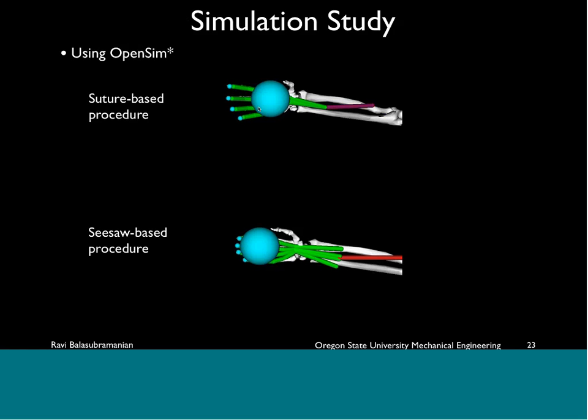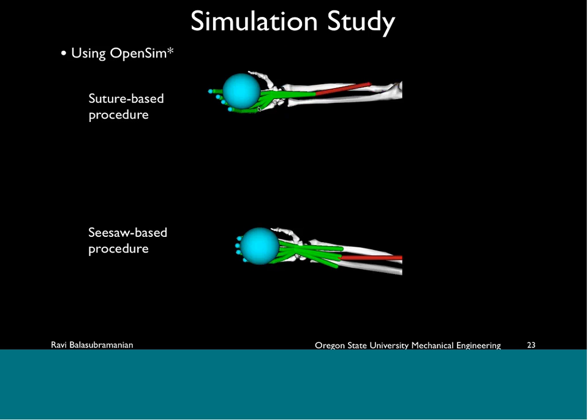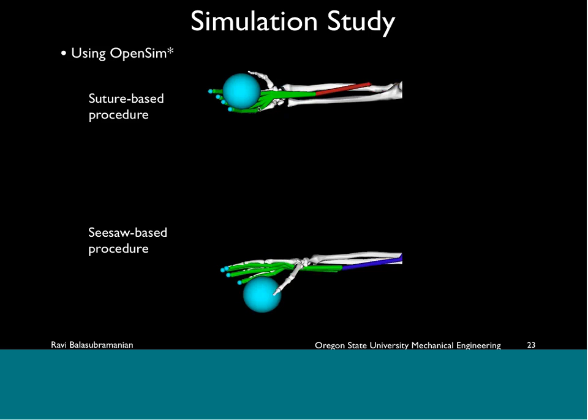In the suture-based procedure, we have the ECRL muscle contracting, and we notice that once, let's say, the ring finger makes contact, the index finger has no chance of making contact because there's no slip. In contrast, in the seesaw mechanism-based procedure, the seesaw mechanism allows the fingers to adapt to the object shape so as to get a full multi-finger contact.